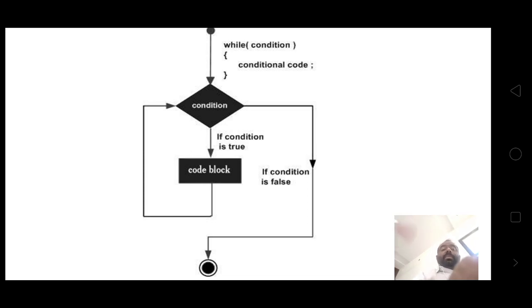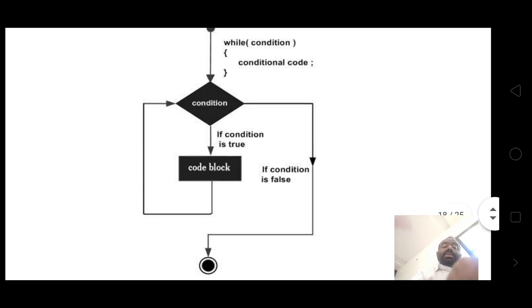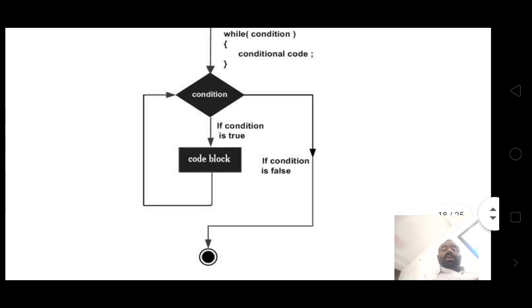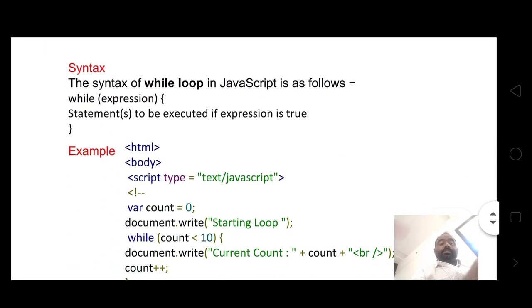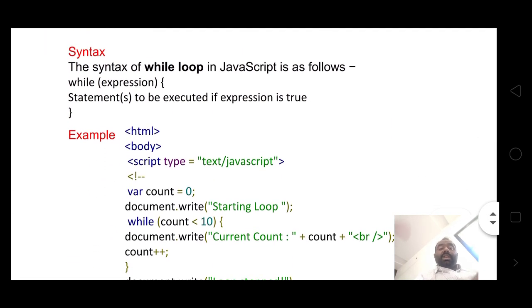As long as the condition is true, the code block is executed again in the loop. Then if the condition is false, it exits the loop. This is the flowchart for the while loop. Here is the syntax for the while loop.